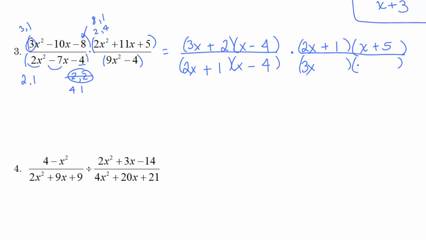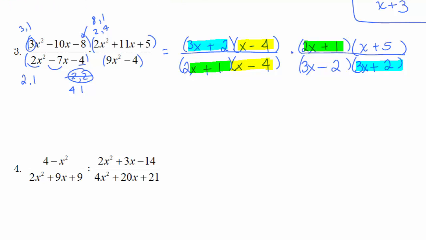So I know 3x times 3x, 2 and 2, and they need to be conjugates. So, do I have any like factors or opposites on top and bottom? Well, x minus 4s, those are the same. 3x plus 2 and 3x plus 2 are the same. What else do you see? I see 2x plus 1 and 2x plus 1.